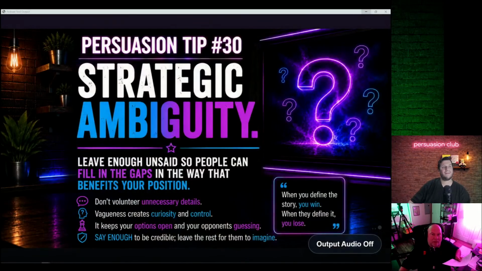So I'm going to switch back to this view. Ta-da! Strategic ambiguity. Persuasion tip number 30 basically says that sometimes you want to leave a little wiggle room. You don't want to say too much. Sometimes it's actually good to leave a little bit of ambiguity in some things that you're saying. Let people fill in the gaps on their own. You don't want to necessarily always volunteer all the details. Sometimes it's good to hold some things back.